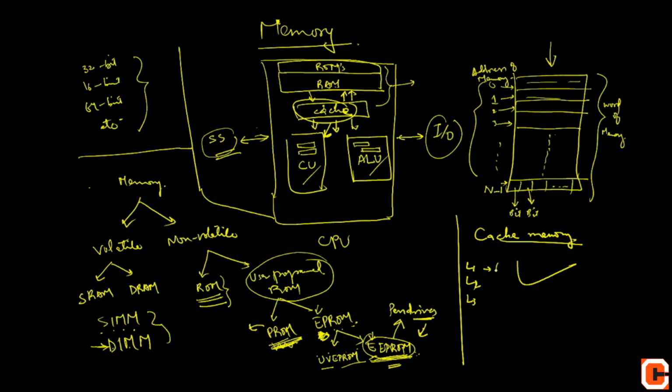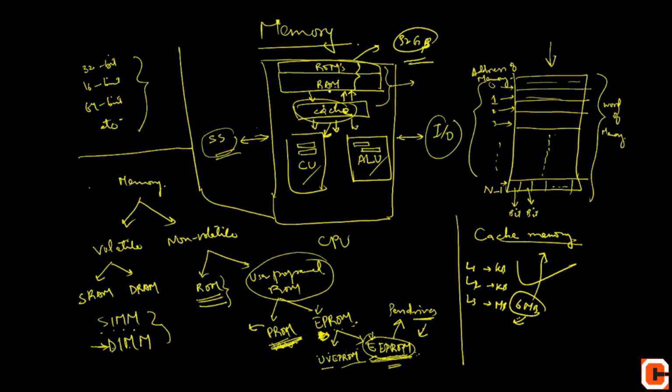L1 is of a few KBs, L2 is of a little more KBs, and L3 is of a few MBs. 4 MBs to 6 MBs are the ideal sizes, not more than that. Only a few MBs are the size of those cache memories, whereas RAMs could go up to GBs, that means up to 32 GBs, and even more for the latest generation computers. So this is the little explanation about the memory.